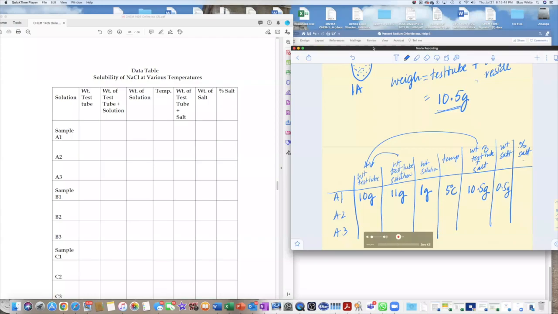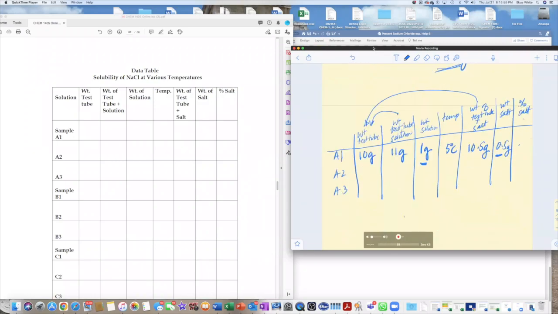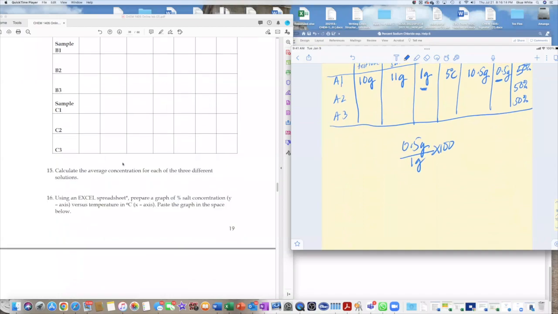So what's my percent salt? In my case, percent salt will be this mass over the solution times 100. So it's going to be 0.5 grams over 1 gram times 100. So I'm going to have 50% here. So you're doing this 3 times. So let's pretend all 3 are 50%. Okay. And then down here, it says calculate the average concentration for each of the different solutions. So the average, of course, would be 50 plus 50 plus 50 divided by 3 to give you 50.